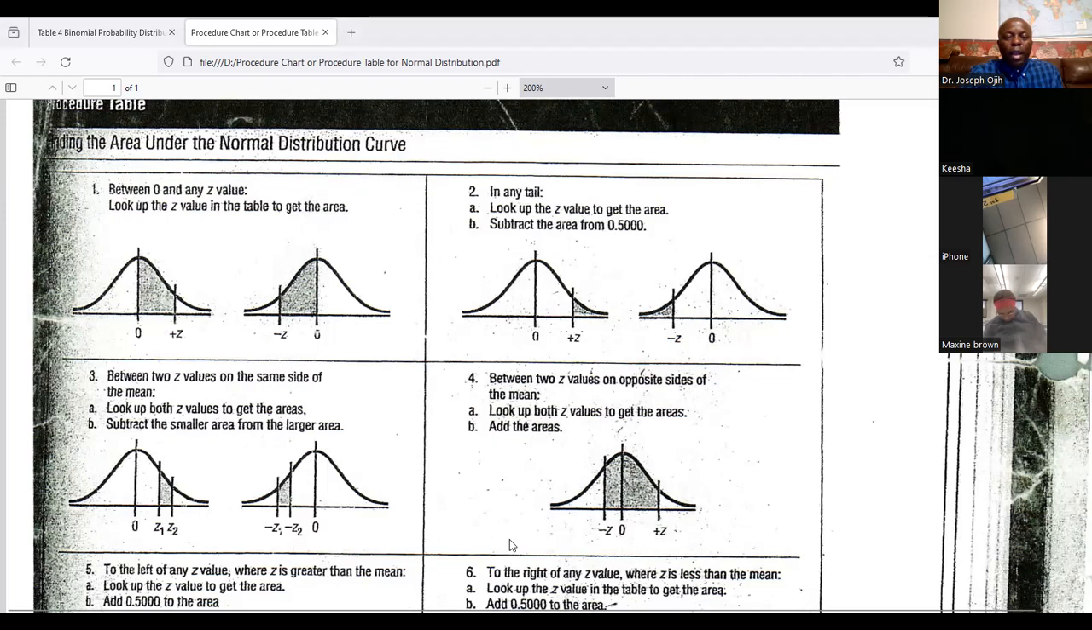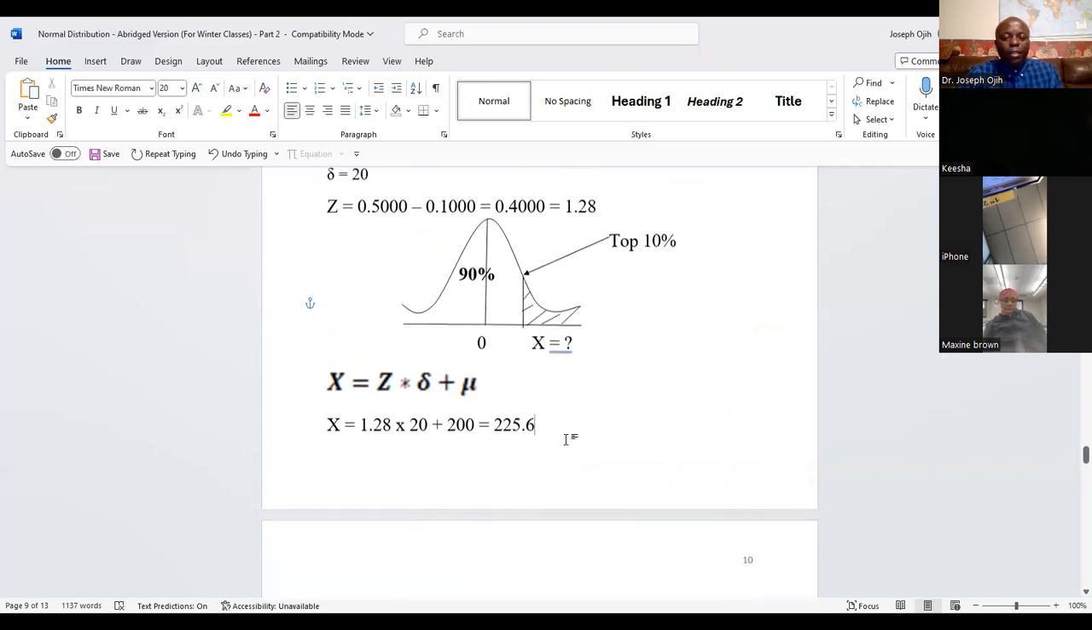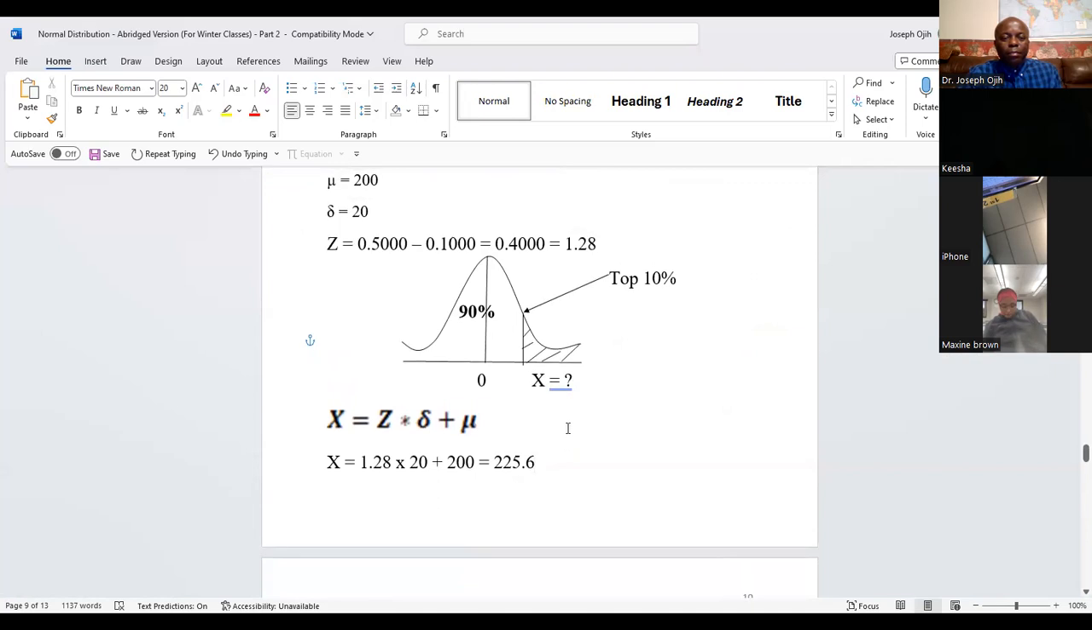Also, you know that for this bell curve, half of it is 0.5 and the other half is 0.5. So this one is 0.5 and you're looking for only the shaded part, so you have to do 0.5 minus the area. Any other question? Excellent. Now let's look at another example like that.